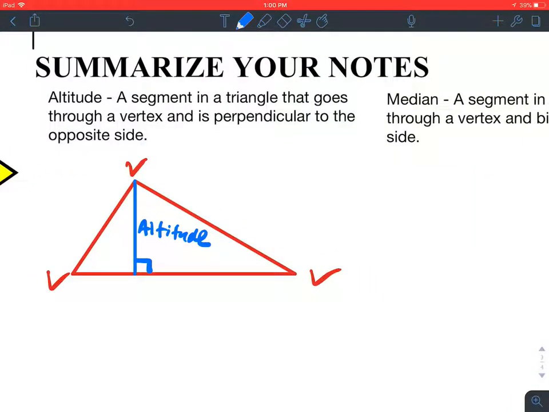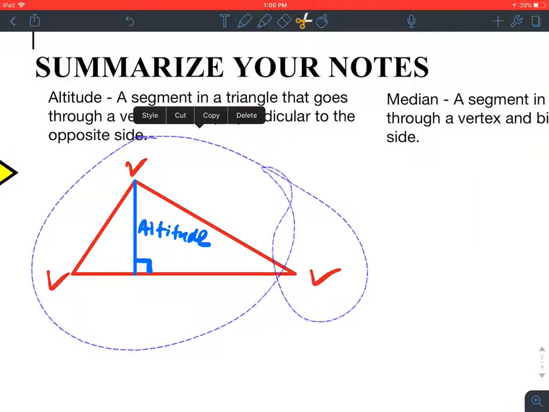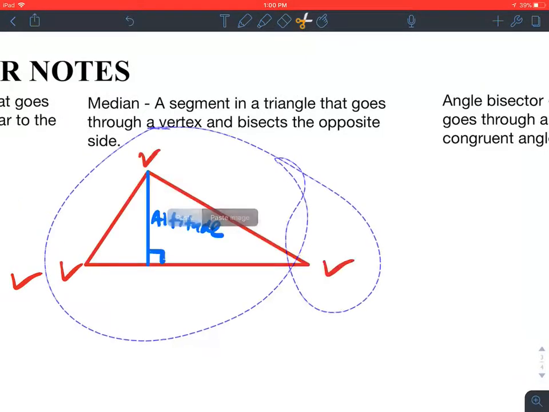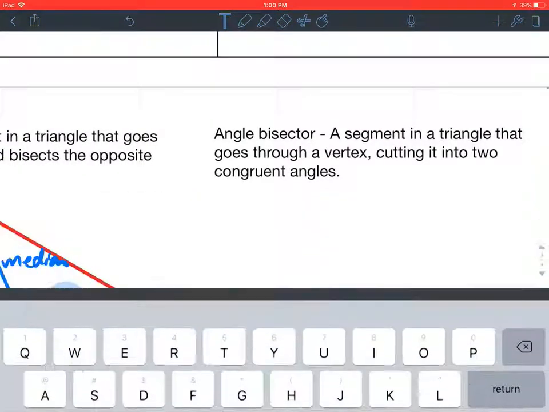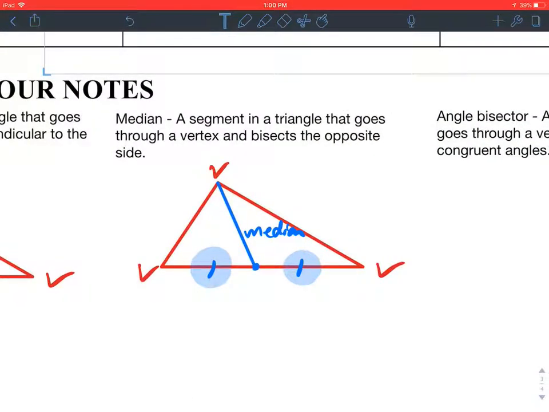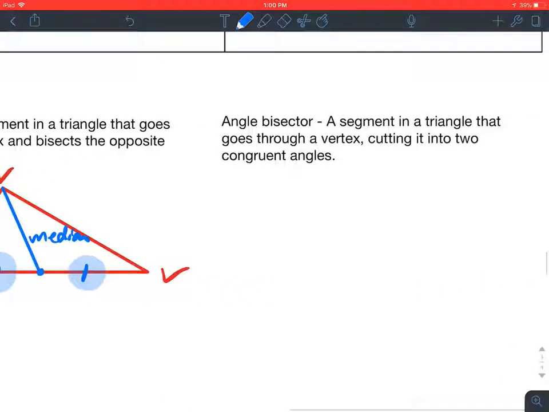Another definition. Median of a triangle. A segment in a triangle that goes through a vertex, once again there are three vertices, and bisects the opposite side. To bisect means to go through the midpoint. So this blue segment here is a median. I know that it bisects the opposite side because I have each of these marked as being one dash, which means that those bottom things are going to be congruent. Median. Angle bisector.